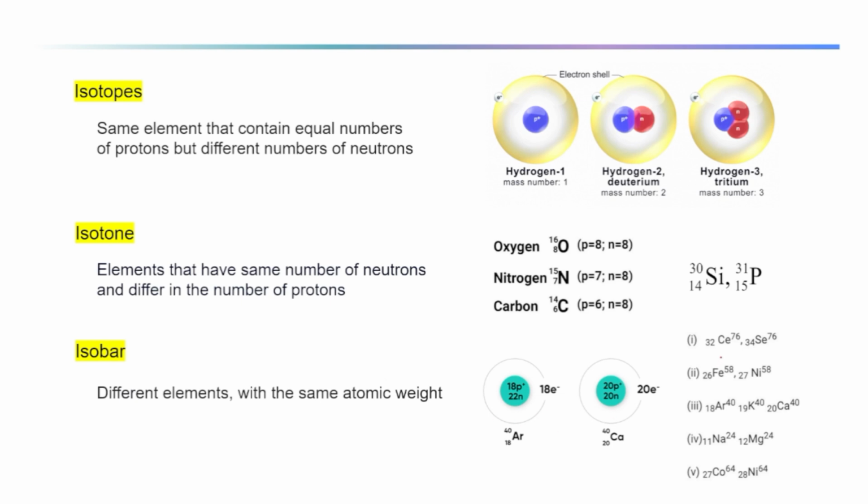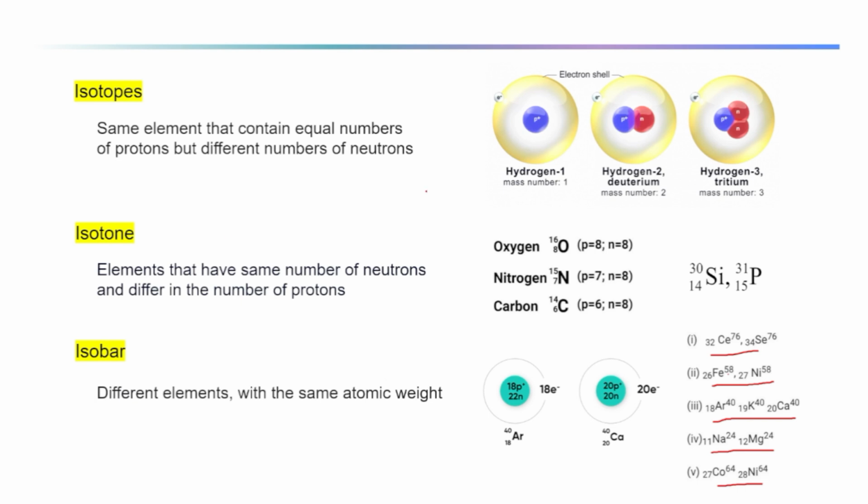Here we have some more examples. You can take selenium 76 and another element with mass 76, or you can have iron 58 and nickel 58. You can have argon 40, potassium 40, or calcium 40. And if you get sodium 24, magnesium 24, cobalt 64, nickel 64, these are all the pairs that are isobars to each other. So just a quick recap.